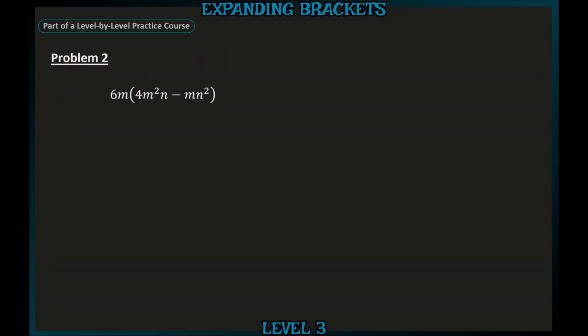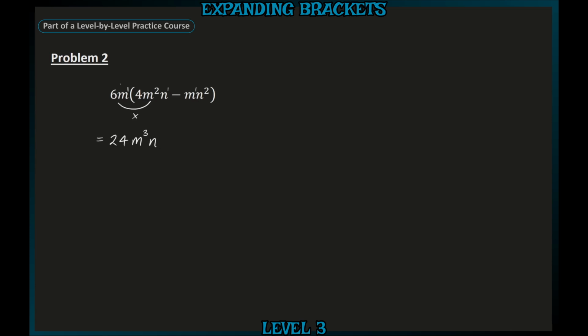In problem 2, we're expanding 6m multiplied by 4m squared n minus m n squared. Now here we can use our laws of indices, and we know that when we multiply indices together, we add the powers. So anything that doesn't have a power on, I'm just going to add a power of 1 onto. And now when we multiply, we know we just need to add the powers together. So starting with 6m multiplied by 4m squared n, we can start with the numbers. 6 times 4 gives us 24. M to the power of 1 multiplied by m squared becomes m cubed because we add the powers, and then we also have an n on the end.